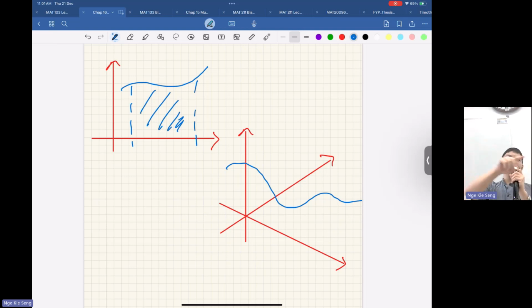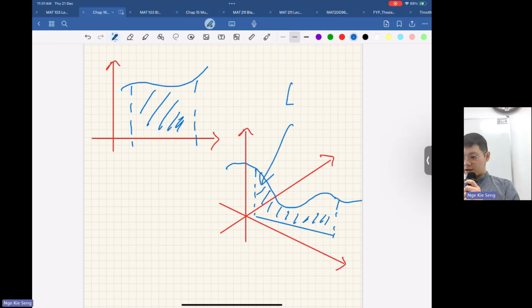You don't just run in a straight line anymore. You run in a different direction. Can I still find the area under this curve or not? The answer is yes. And this is what we call the line integral. We are integrating over a line.